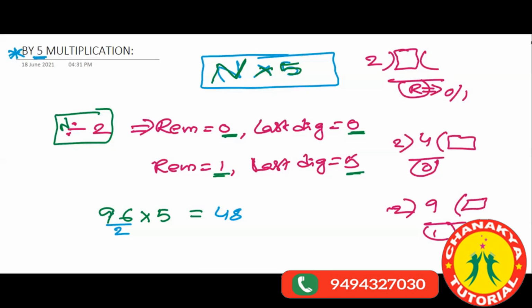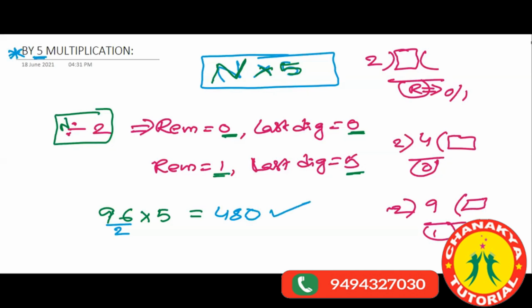Yes or no, Siddhant? Yes, sir, 48. Now, what is the remainder? 0, sir. 48 is the quotient, and the remainder is 0. If 0 is the remainder, simply keep the last digit 0. That's all. The answer is 480.